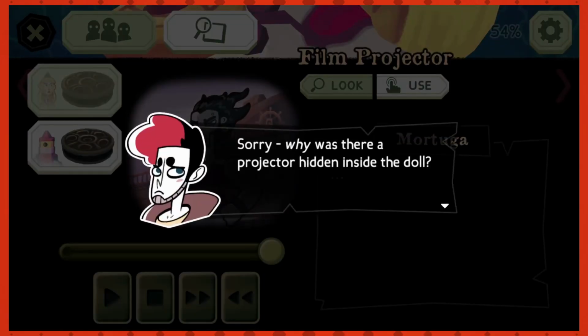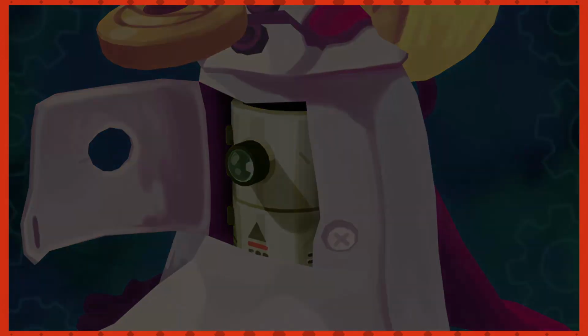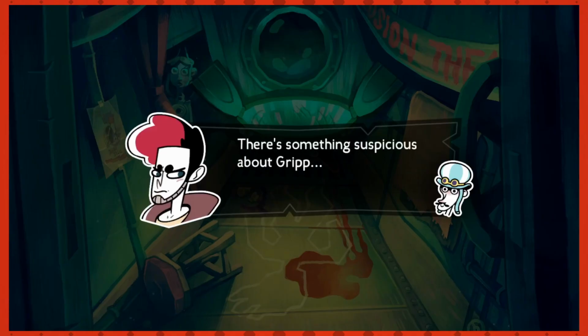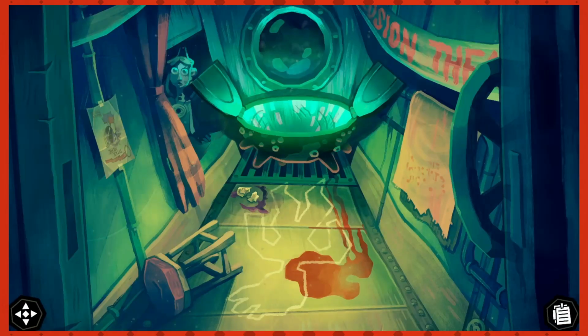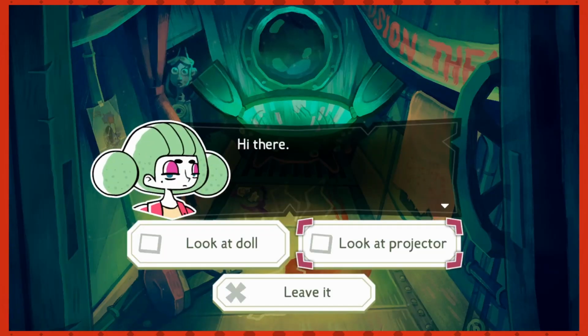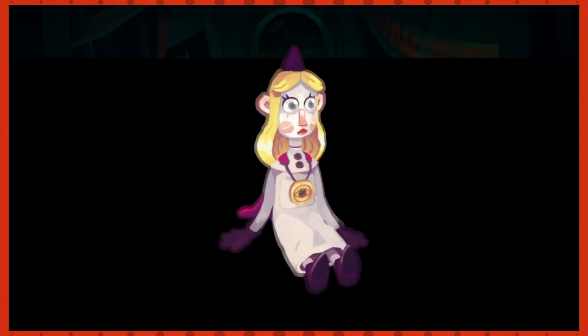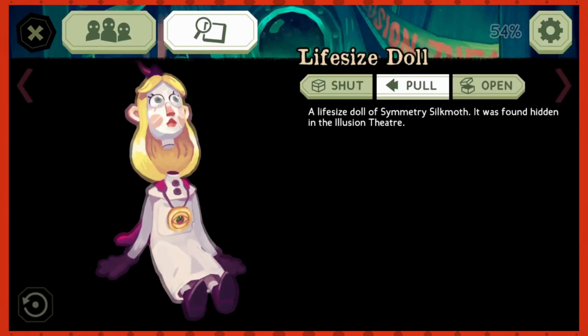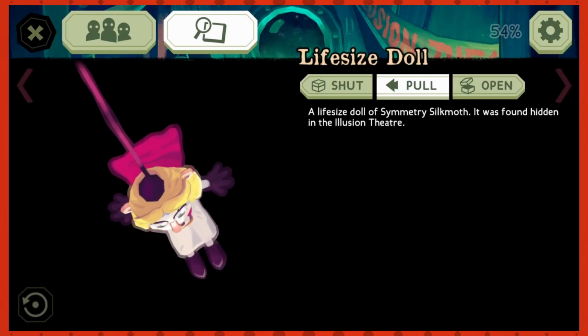Okay. Sorry. Why was there a projector hidden inside the doll? Safekeeping? Nope. Part of the trick. There's something suspicious about Grip. Let's go talk to him. Later. Hold on. Hi there. We never actually... There we go. We never lifted the head.